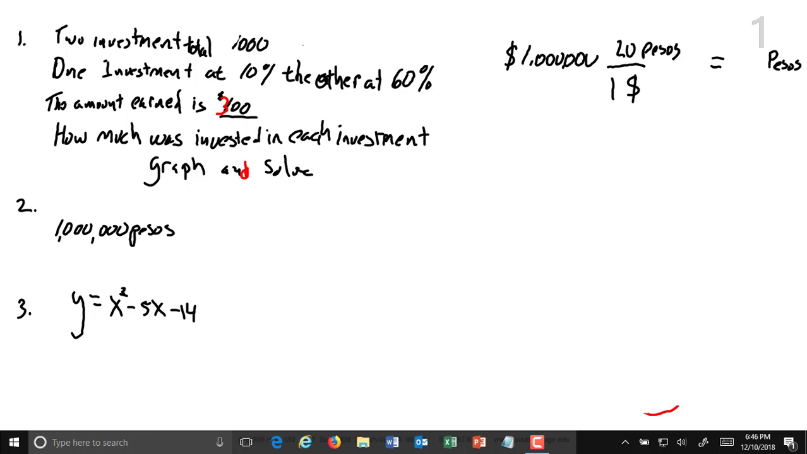It doesn't get much easier than this. You see the actual dollar sign now cancels out, divides out. And so that tells me how many pesos I got. How many is that? You're going to be very wealthy. It's 20 million pesos.